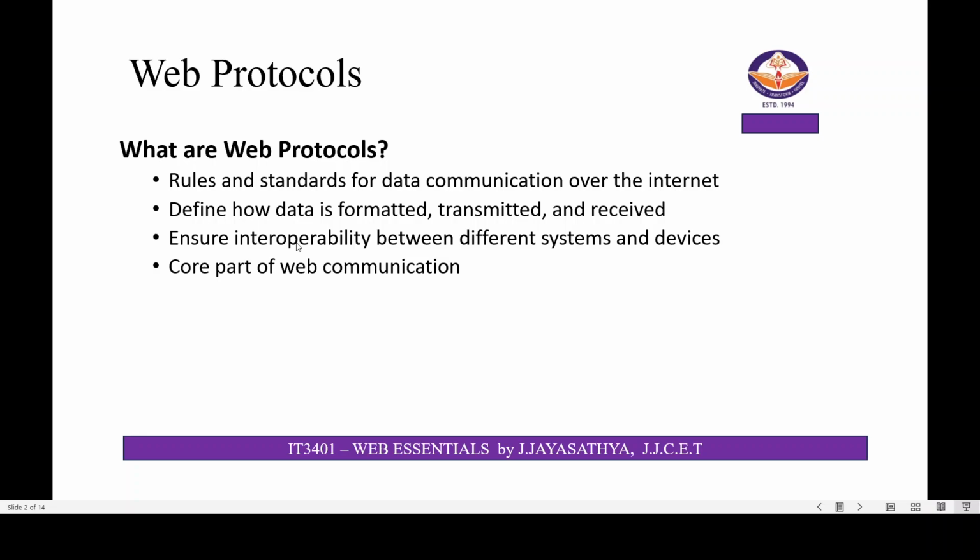What is meant by interoperability? Which means web protocols allow the different browsers, servers and devices to communicate smoothly. When different technologies can talk to each other and work together smoothly. The fourth point is, it's a core part of the web communication. Yes, without web protocols, we can't achieve the web communication smoothly. So it is a very important part. So it's a core part of the web communication.